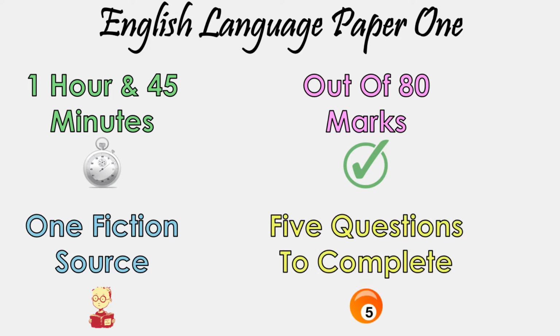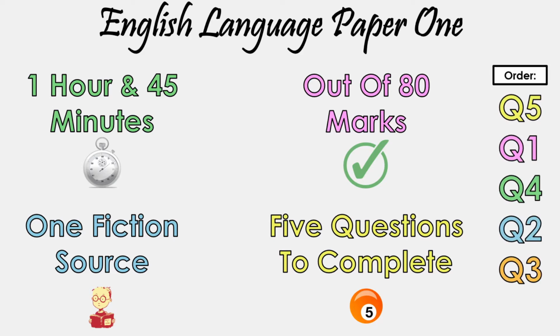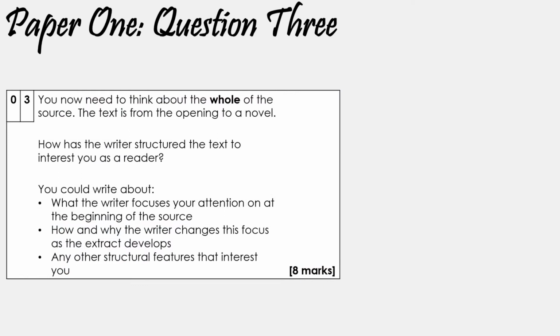Now the best order to complete this paper in is Question 5 first, then questions 1, 4, 2, and finally 3. The reason for this is that you get all of the big mark questions and the easy question out of the way first. That way you've got 80% of the paper completed in the first 3 questions that you answer.